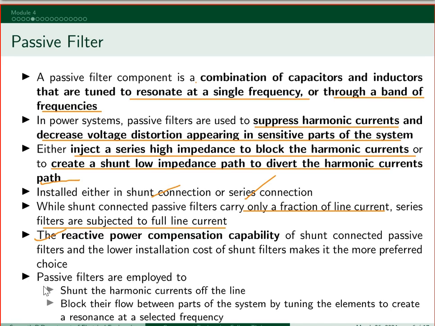Now the passive filters, in short, can be employed to remove the harmonic currents of the line or shunt the harmonic currents of the line and block the flow of current among different components by tuning the elements to create a resonance at a particular frequency. So basically, resonance is what is happening here.